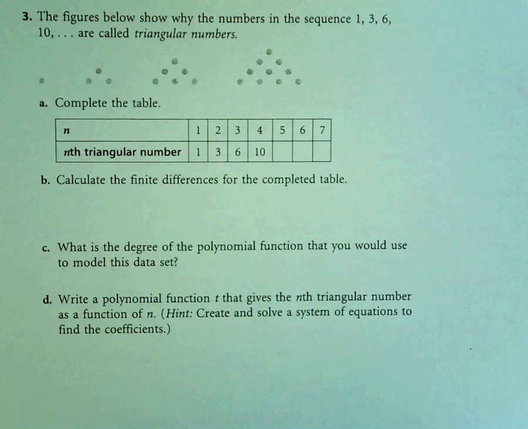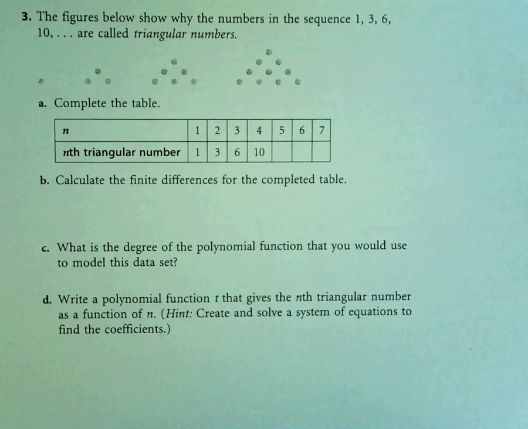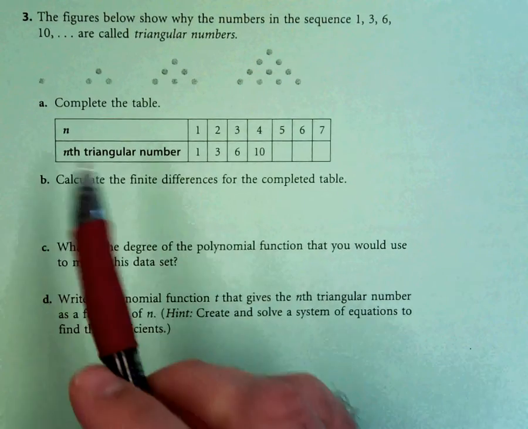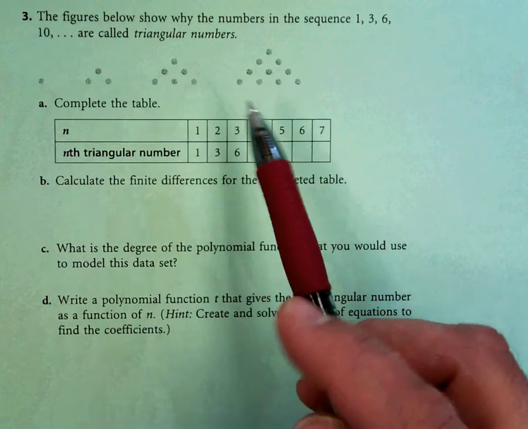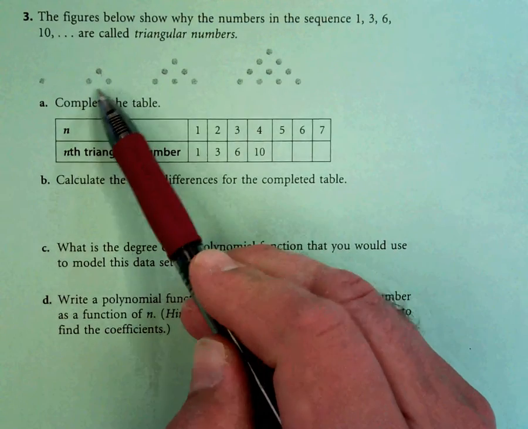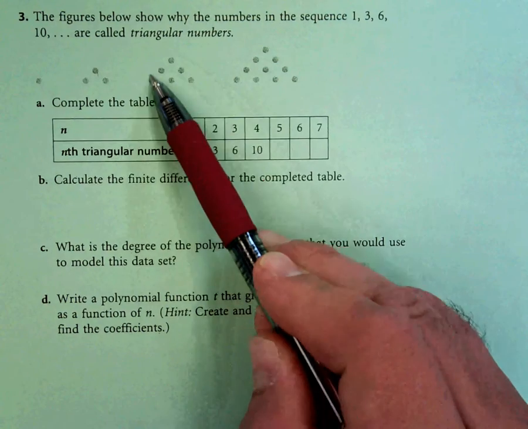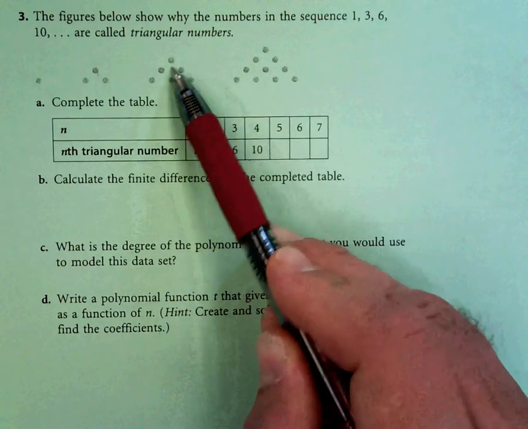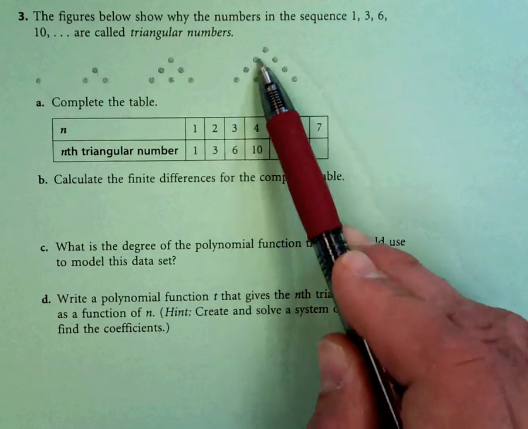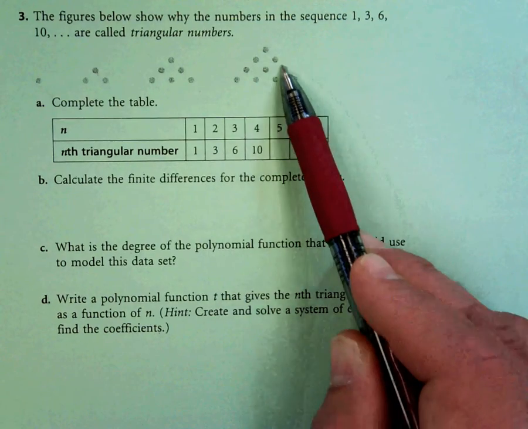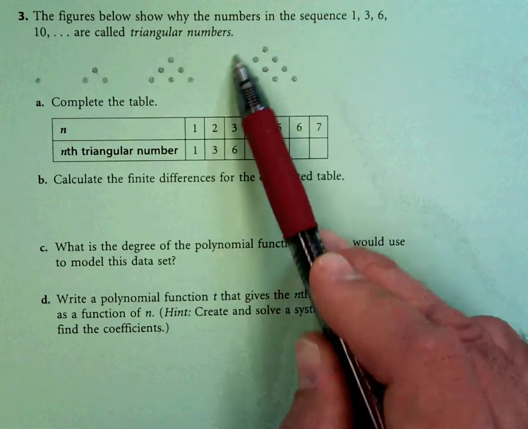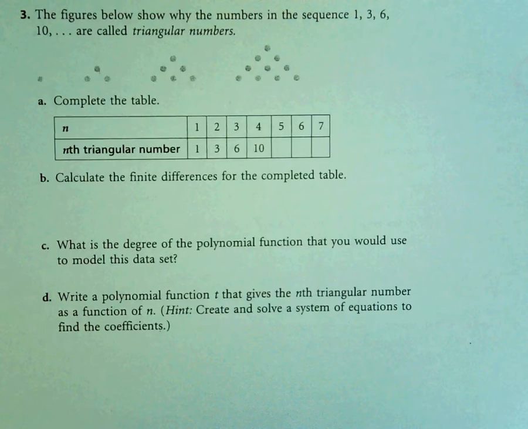The figures below show why the numbers in the sequence 1, 3, 6, 10 are called triangular numbers. You can see that as you add another row, you add 2 dots to make this 3 dots. You add another row of 3 to make a total of 6, and they form a triangle. They form the sides of a triangle. You can see you have 4 here around the sides. How many dots are here? 10. So what would the next entry in the table be?